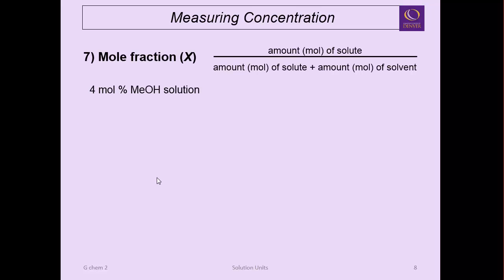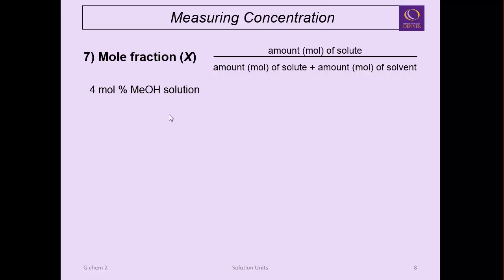So here's another concentration that's used fairly commonly in chemistry and in engineering practices. It's called mole fraction. And in this case, you're really concerned about a reagent. You want to know the moles of solute in the total moles that are present. For example, when you say it's a 4 mole percent methanol solution, that means of the total moles that are there in the solution, 4% of those are actually methanol.